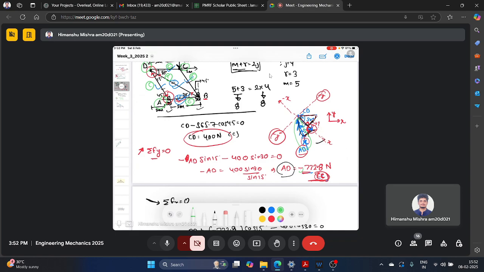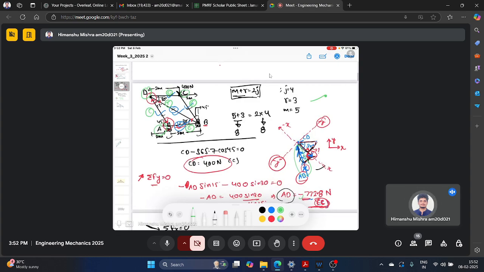Is there any way to intuitively understand if the member is in compression or tension without solving the problem, or do we have to solve the numerical and only then we'll understand? Yeah, you have to solve the problem because you are taking each joint separately and there are too many joints, too many members. So it is better to solve the problem one by one, because if you consider a joint, there are too many forces this joint is experiencing, because there are multiple members connected to the joint, and therefore it is very difficult to visualize the nature of forces this joint has.